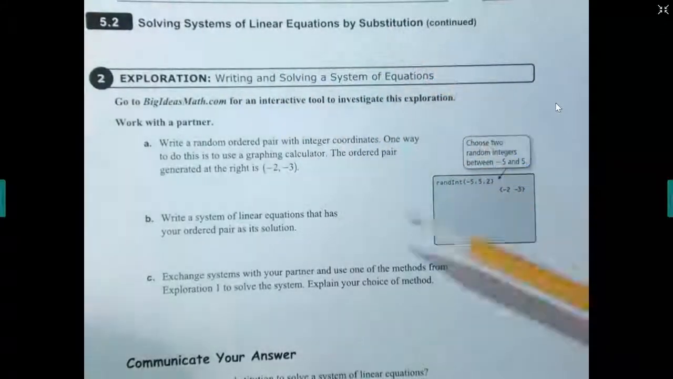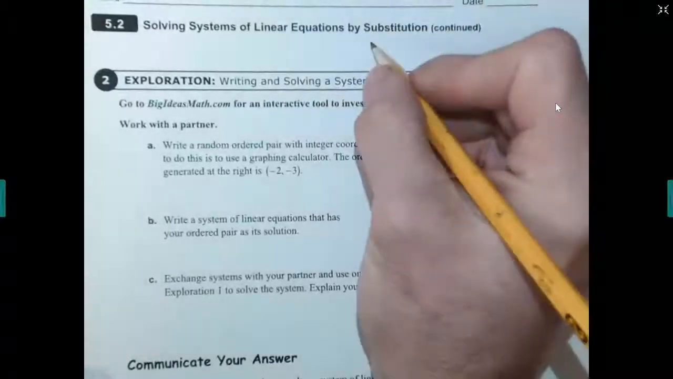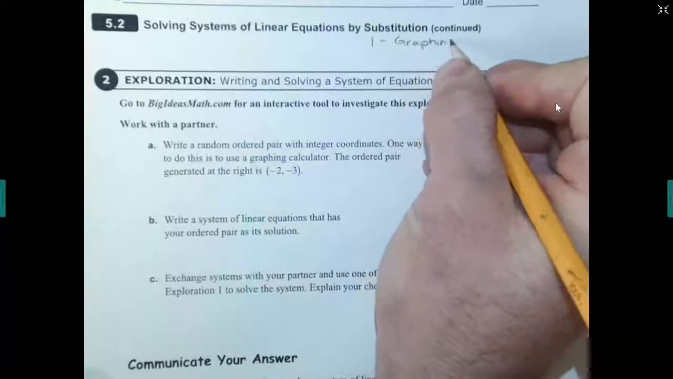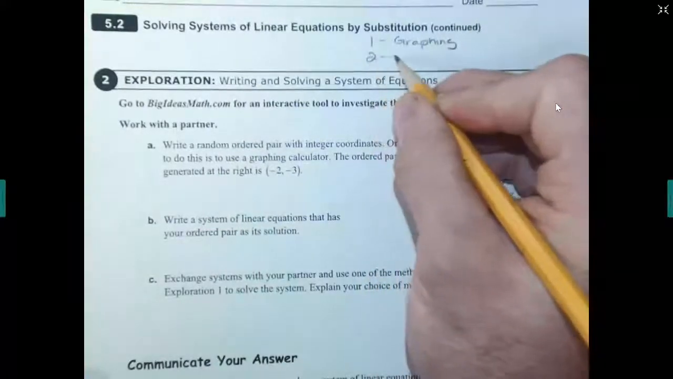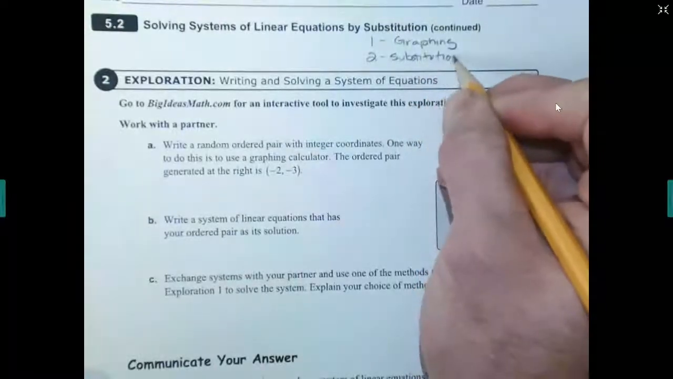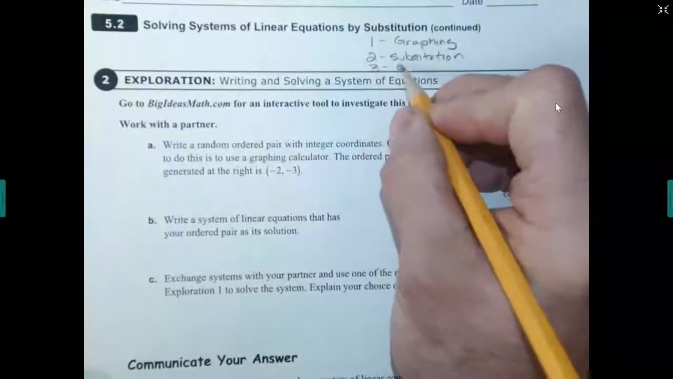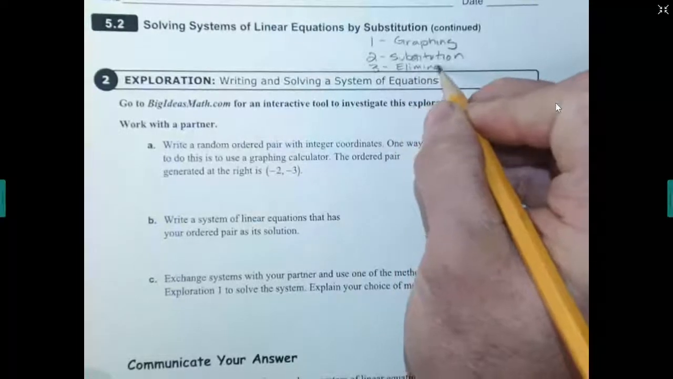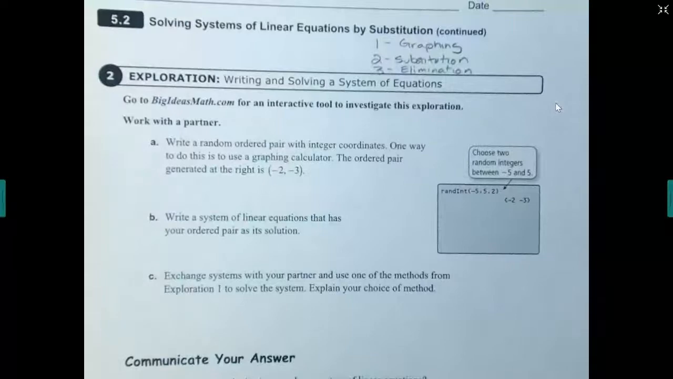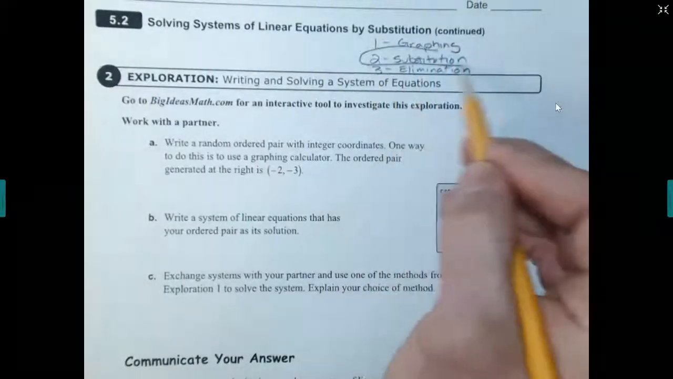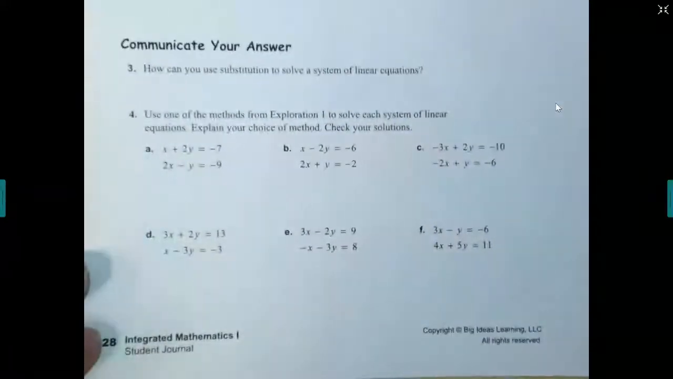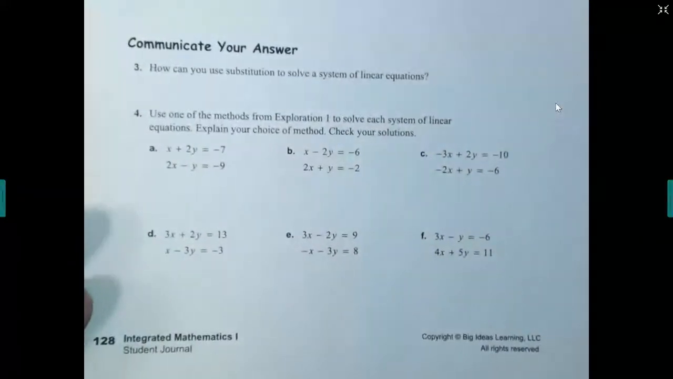There's three ways to solve systems of linear equations. One is by graphing, which we did yesterday. Two is by substitution, which we'll learn today. And three is by elimination, which we will go into tomorrow. Graphing, substitution, elimination. Today we're dealing with substitution. So if you join me on page 128, we're going to check these out.